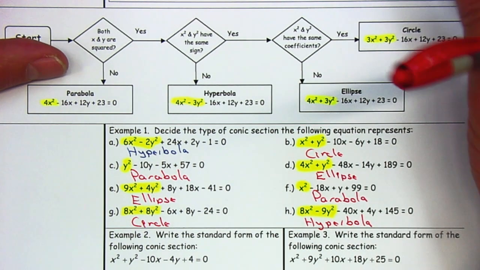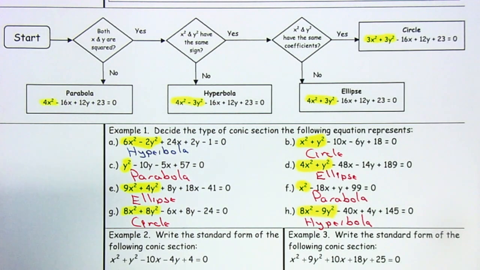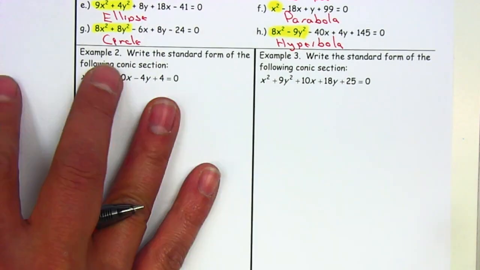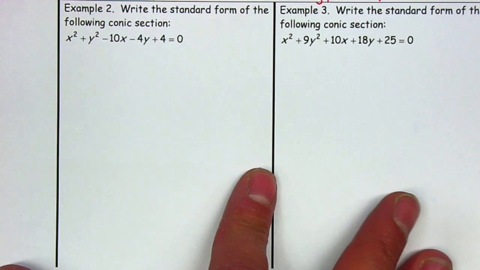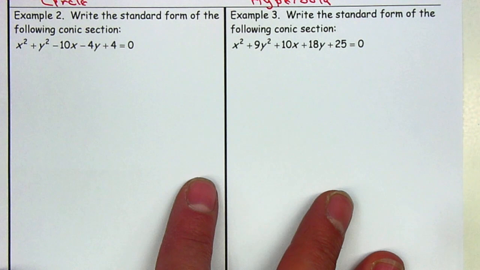Now, once we have recognized what type of shape it is, we want to be able to rewrite it in the correct standard form. So let's look at example number 2. It says, write the standard form of the conic equation. So the first thing we want to do is recognize what type of shape it is.